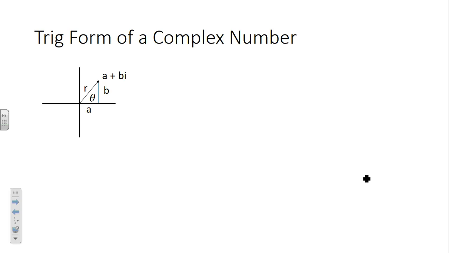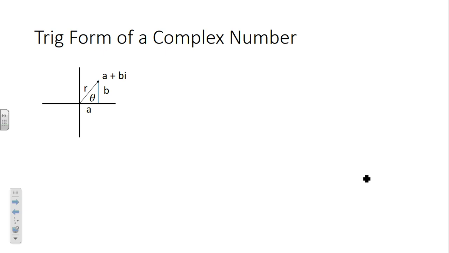What'd you get? Square root of 29? Okay, everybody get the square root of 29? Because we're taking the square root of 25 plus 4, and we square negative 5 and square a 2. All right, so now we're ready to talk about the trigonometric form of a complex number.